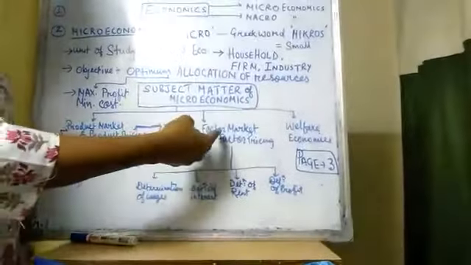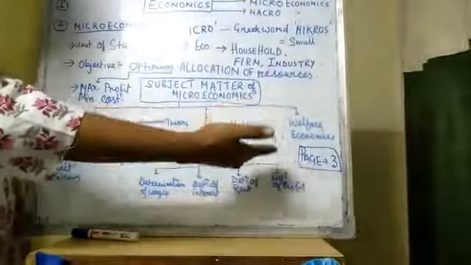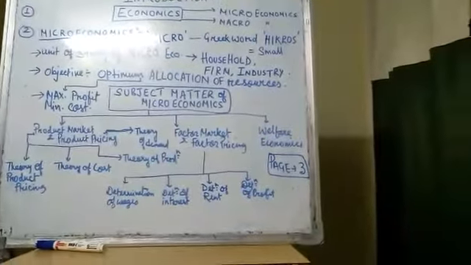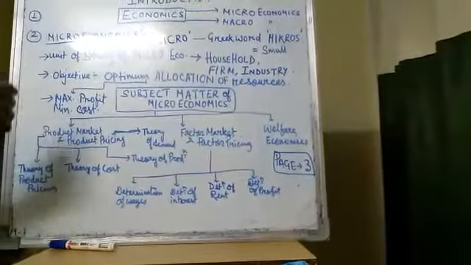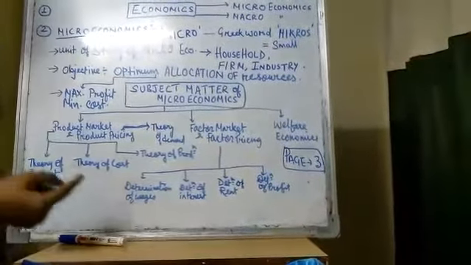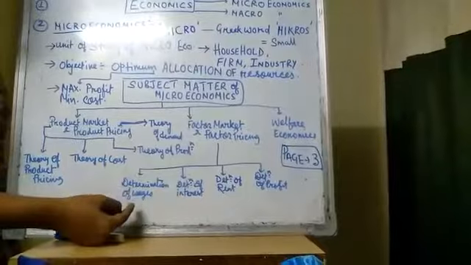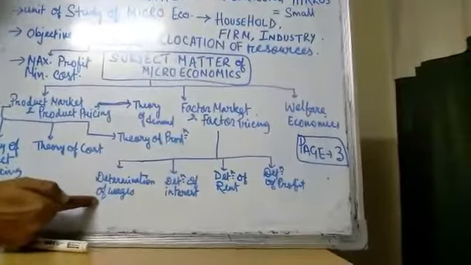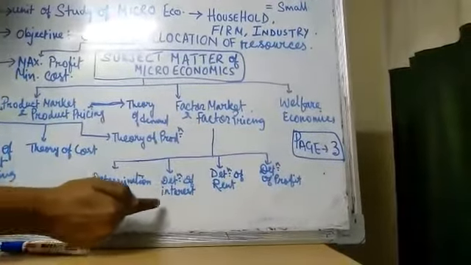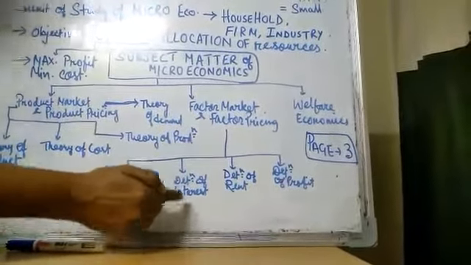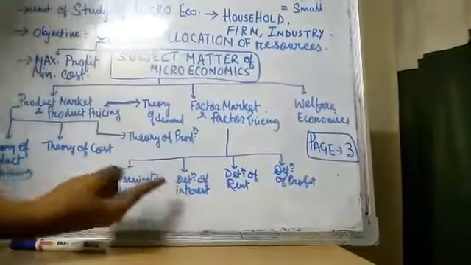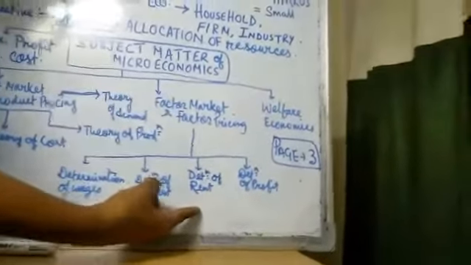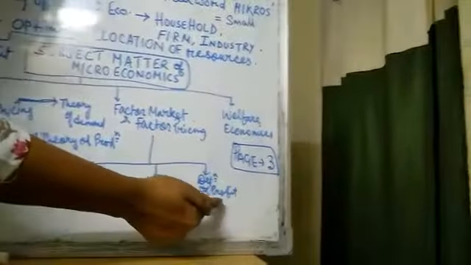When we go to factor market and factor pricing, what are the factors of production? As you know, the factors of production are four: land, labor, capital and entrepreneur. So see the determination of wages, which is for the labor. Determination of interest, which you give to the capital. Determination of rent, which you give to the land, and determination of profit.